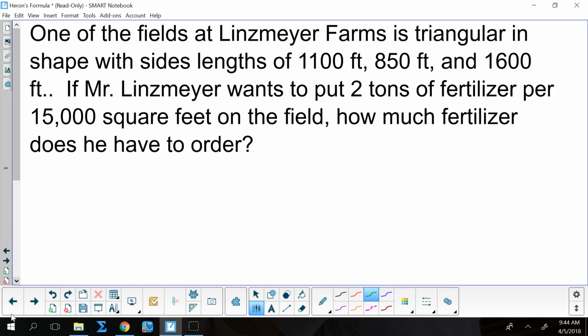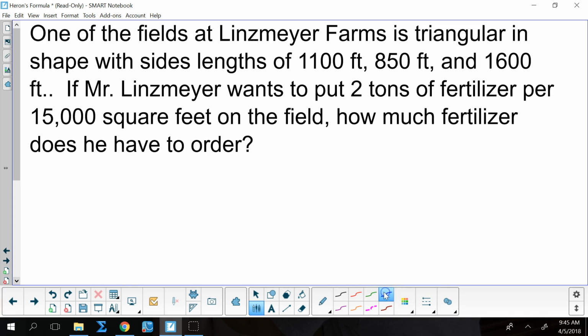Okay. Then what? After we have the area of the field, you then figure out how many times 15,000 square feet. So then we need to break the area of the field up into 15,000 square foot chunks. And then once we have the number of chunks, multiply it by 2 because we want to put the fertilizer on it 2 tons per acre. Okay? All right, so let's do that.